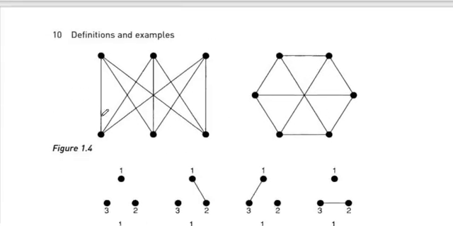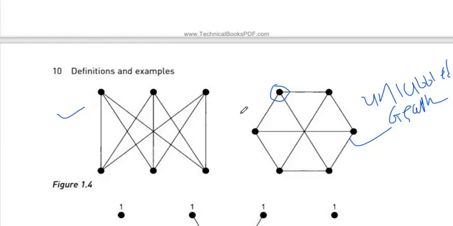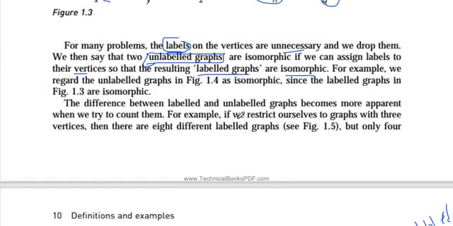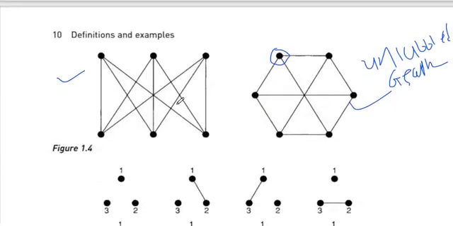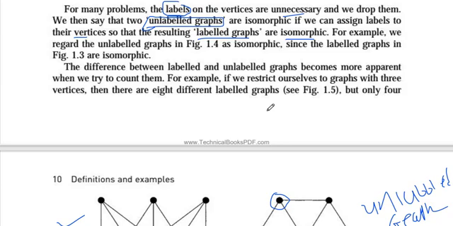Let's say this one: they have not been given names. This is an unlabeled graph. Again, a new definition: an unlabeled graph, where we have not given any name to the vertices. So this is also called isomorphic, because we have 6 vertices and all the vertices have 3 edges. Here also all the vertices have 3 edges, and the number of vertices is also 6.